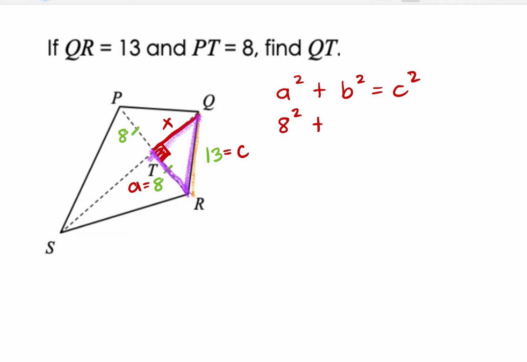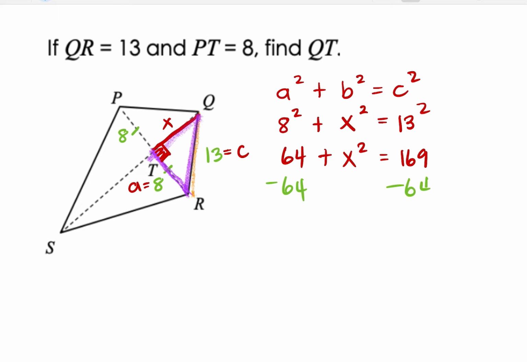And I'm making the unknown, which is B, but I'm going to substitute X because I use X to represent the unknown. C is 13. So 8 squared is 64, plus X squared equals 169. Subtract 64 on both sides. And so that's going to leave us with 105.